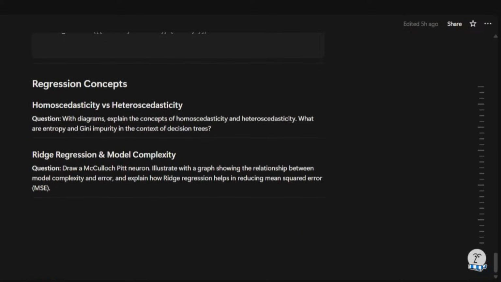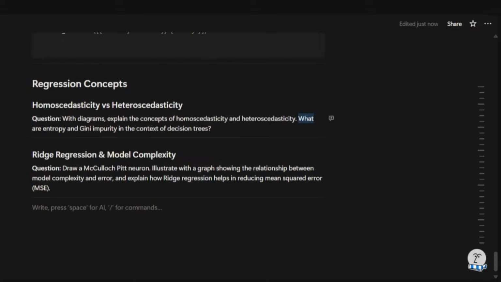Another thing that comes up really frequently is homoscedasticity versus heteroscedasticity, ridge regression and model complexity. Under that, you get how ridge regression helps to reduce your mean squared error. And if you have to draw with respect to deep learning concepts, your McCulloch neuron also shows up, along with the perceptron. These are the two main concepts. How to illustrate them in graphs was also mentioned by Kamlesh when he was explaining his segment.